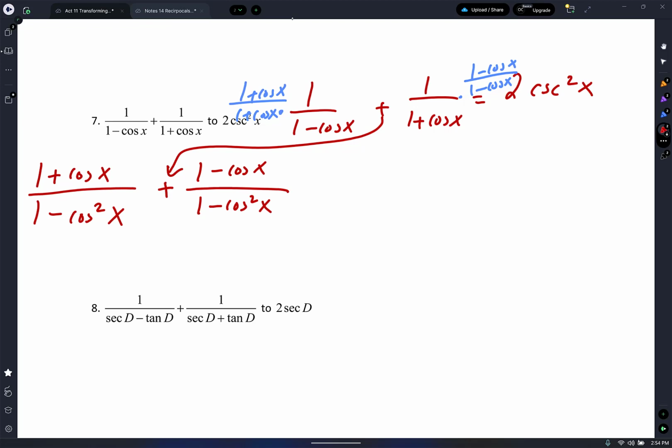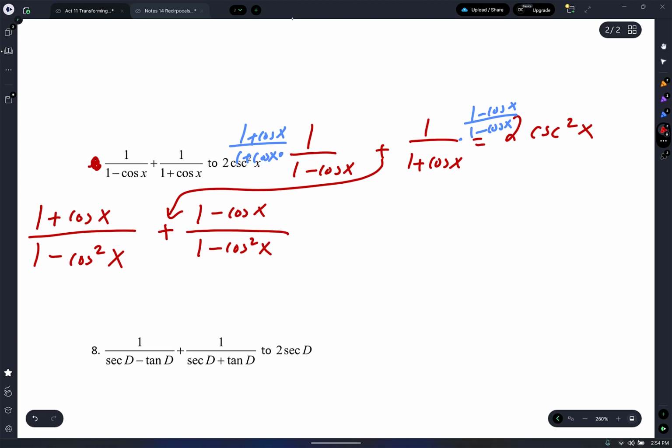I wanted to find a common denominator, so I multiplied the left term by 1 plus cosine over 1 plus cosine, and I multiplied the right term by 1 minus cosine over 1 minus cosine. Yeah, right. Wait here. Let me give you an example.